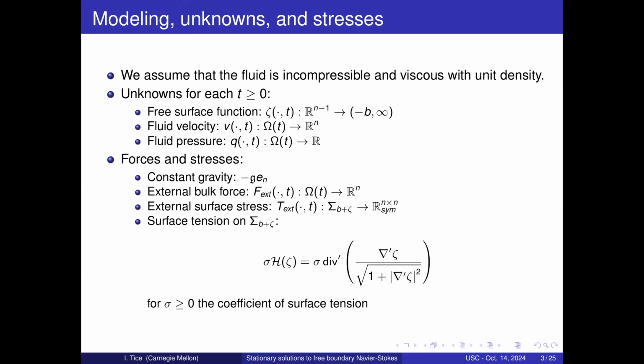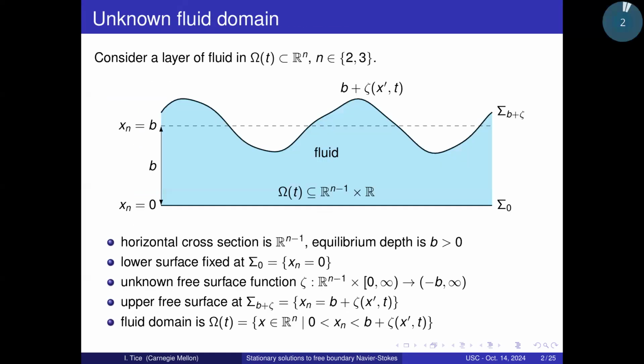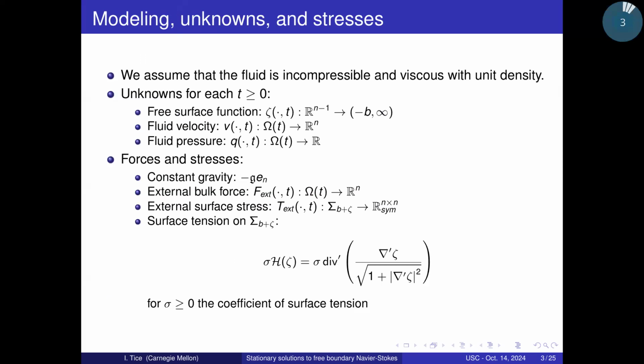So the unknowns for positive time are the free surface function, which I already described. And of course, the reason we need to know the free surface function is because we need to know the domain where the fluid lives, right? We need to actually know where. So what I'm saying is this is a free boundary problem. So the domain itself is part of the problem. And in fact, for every time t bigger than or equal to 0, we need to know the velocity and the pressure, which are defined in this unknown domain, right?